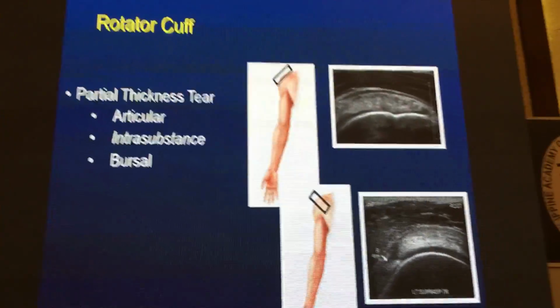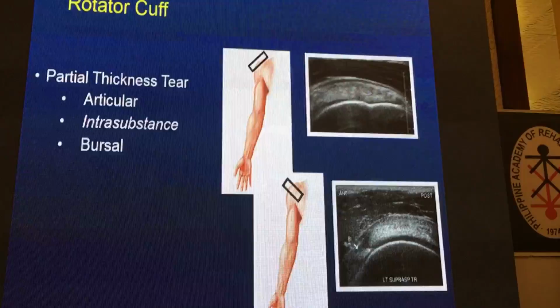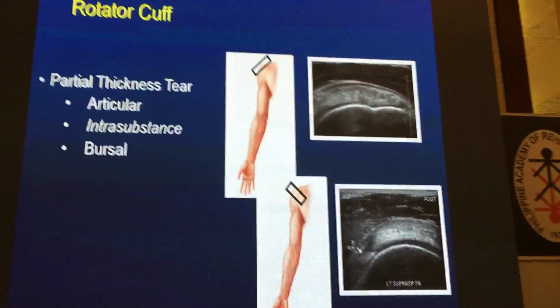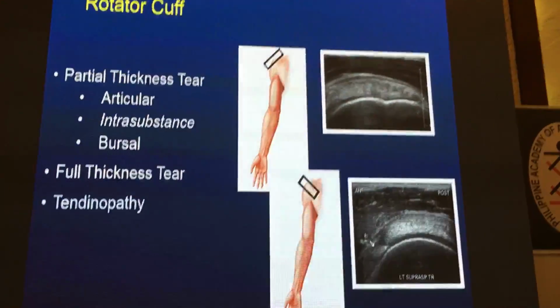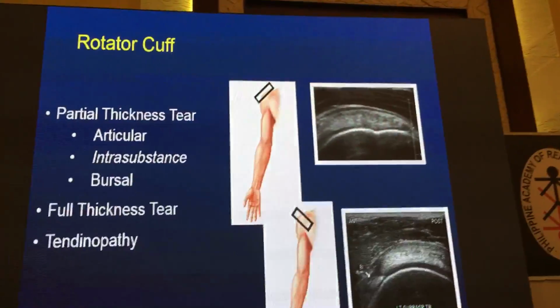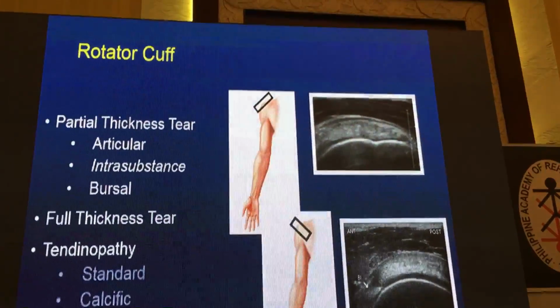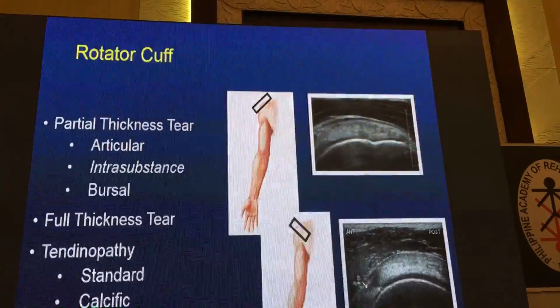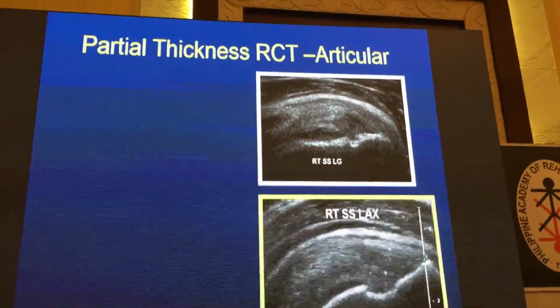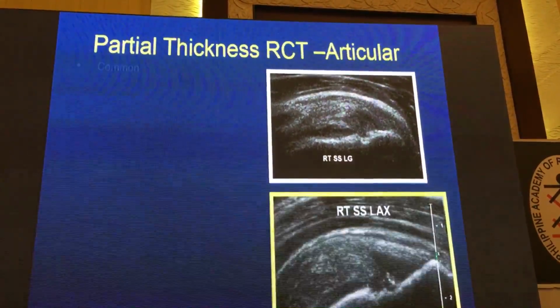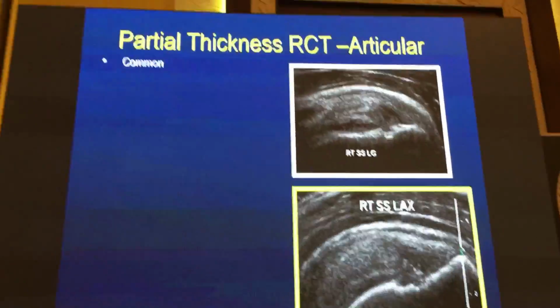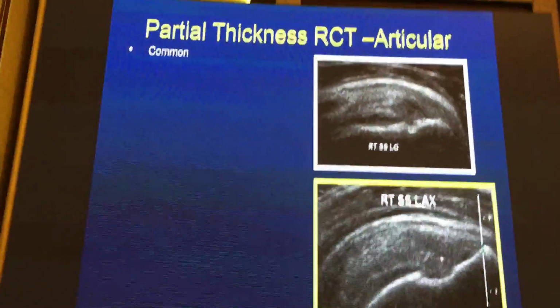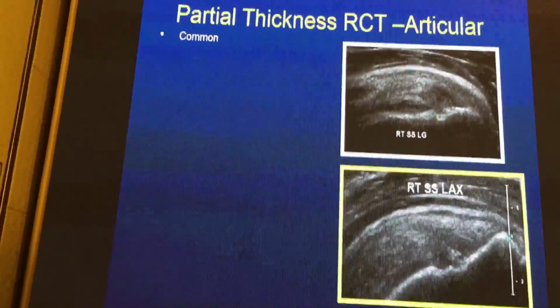So the pathology that we're going to talk about, we'll talk about various rotator cuff tears, specifically partial thickness tears and full thickness tears. Then I'll talk about tendinopathy, and I'll split that up into standard tendinopathy as well as calcific tendinopathy. So the most common tear of the rotator cuff is a partial thickness articular surface tear in the anterior margin of the supraspinatus.